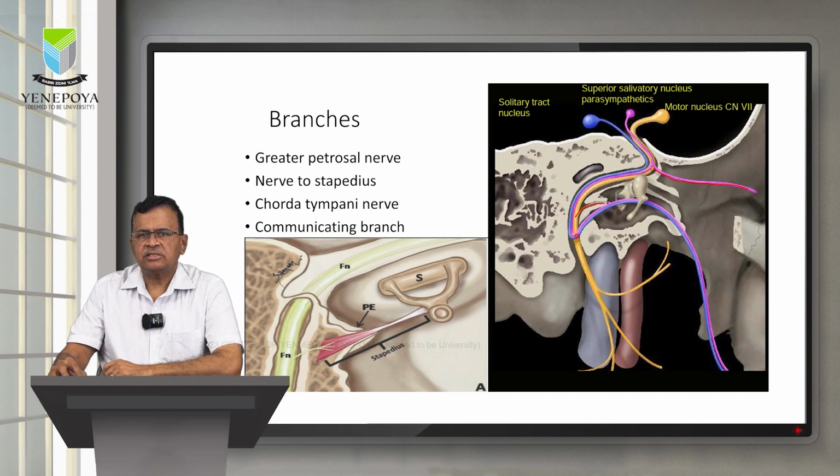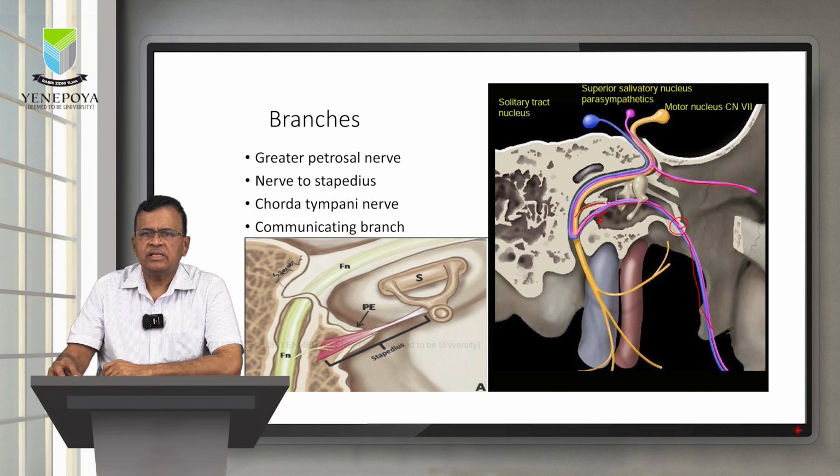Then the third branch is the chorda tympani nerve, which is going to arise from the facial nerve about 6 millimeters above the stylomastoid foramen and is going to pass through the middle ear cavity and emerge out through the petrotympanic fissure to enter into the infratemporal fossa, where it is going to join the lingual nerve.